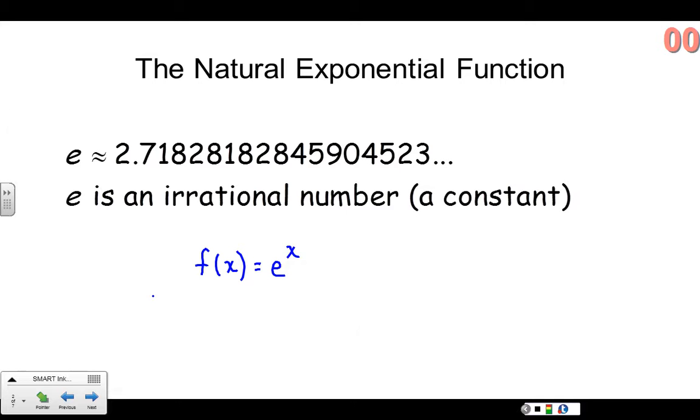If you're using your calculator, the E button is the inverse or second function key of the button that says LN. If you see the LN on your calculator, the inverse or second function of that would be the E button on your calculator.